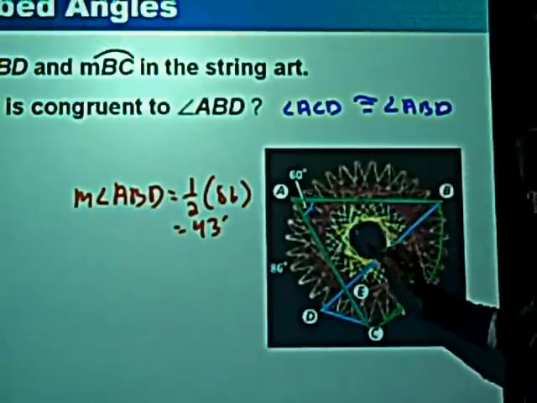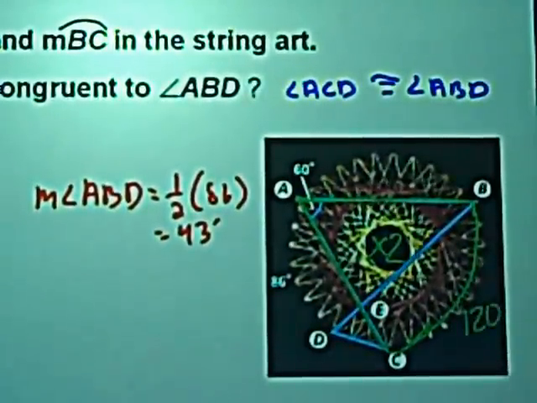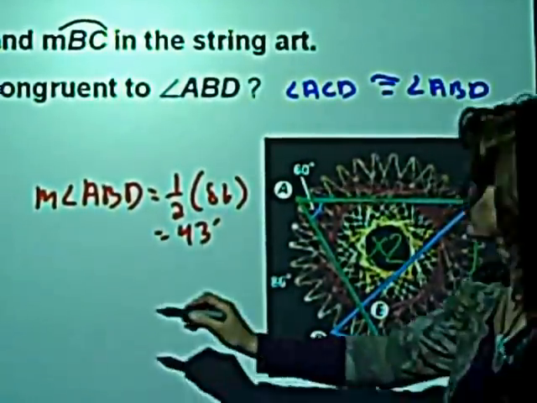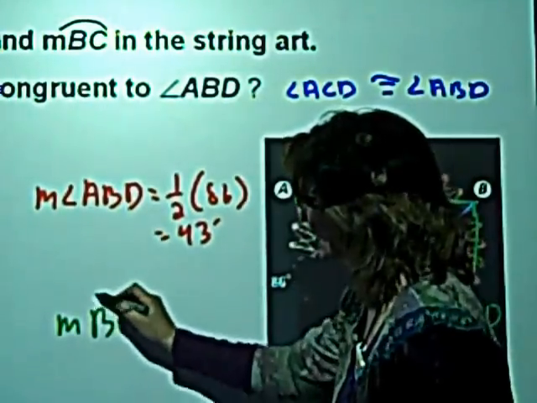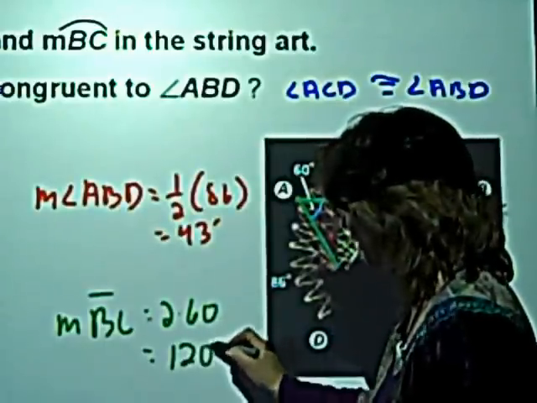This is 60. Well, we've got to do times 2 to get out to the arc. So that arc must be 120. So the measure of arc BC equals 2 times 60. So I have 120 degrees.